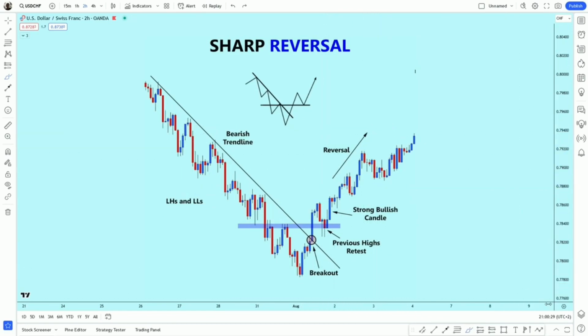So in order to, let's say, predict reversals, you need to analyze key levels, key zones and trend lines, and also to spot the breakouts and retests. This is a perfect example of a reversal where price broke a trend line and then retested the previous high. Then bullish pressure occurred and price went up.